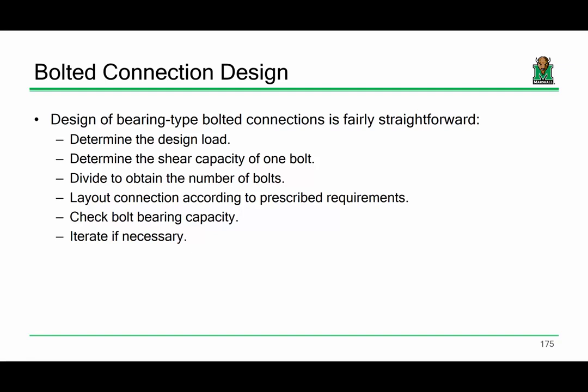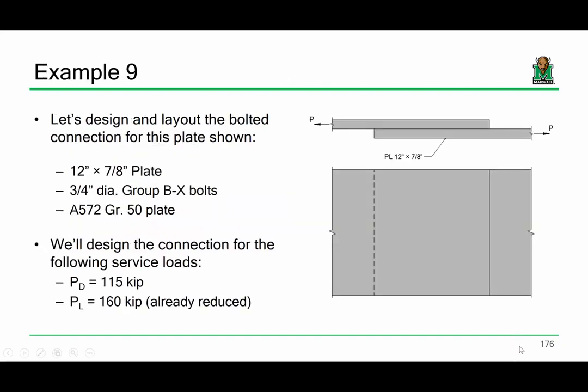So here's what you do. You determine the factored load, and you design your connection based off bolt shear. So you determine the factored load, and you determine the design capacity of a single bolt. And then you divide to get the total number of bolts. Then you lay out the connection according to spacing and edge distance requirements. And then once you've got it laid out, you can check bolt bearing. If bolt bearing's good, you're done. If not, maybe change your bolt spacing or your edge distances around a bit. And that's it. There's really nothing else to say on bolted connection design.